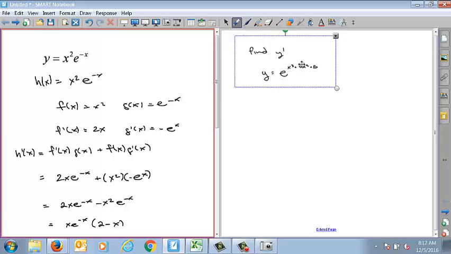The next one is just using the chain rule. So this is u of x. This is f of u.